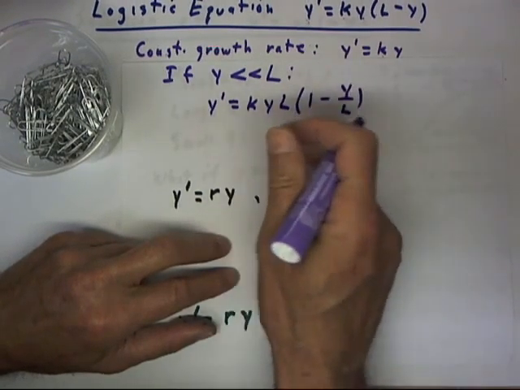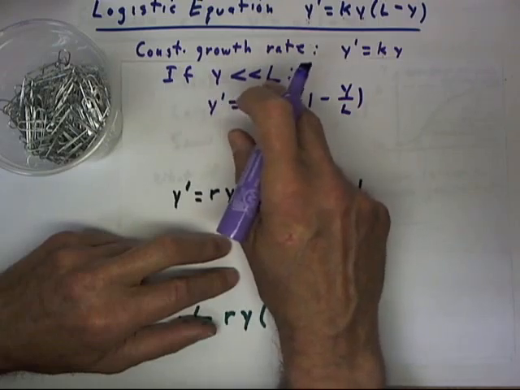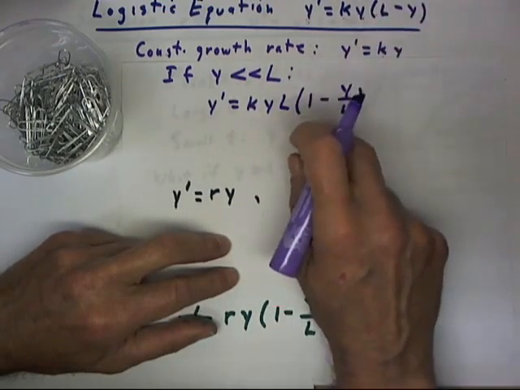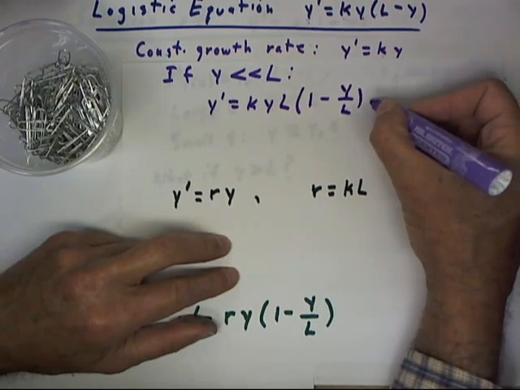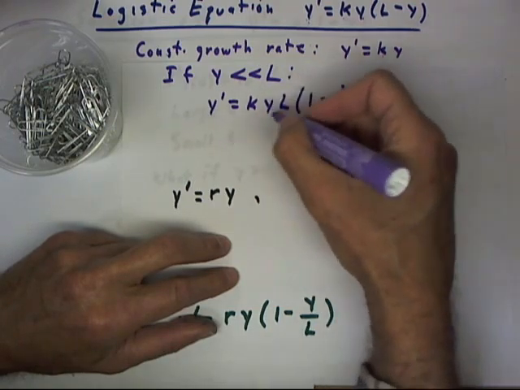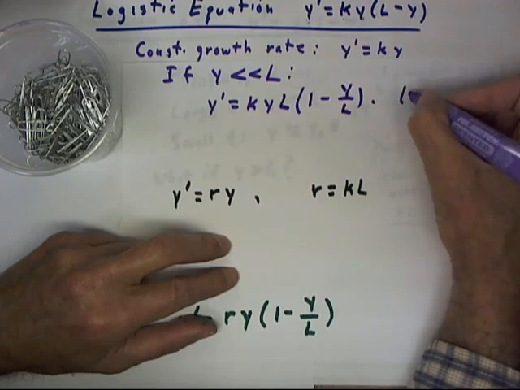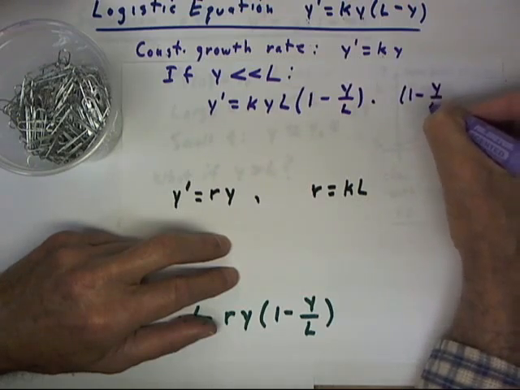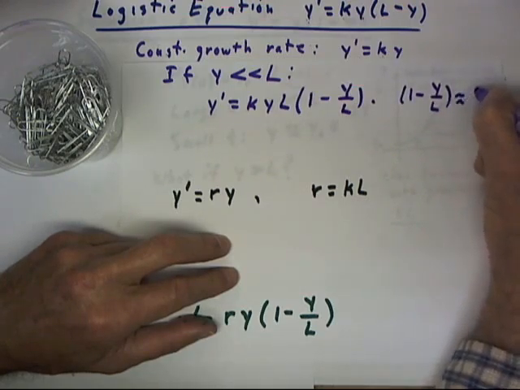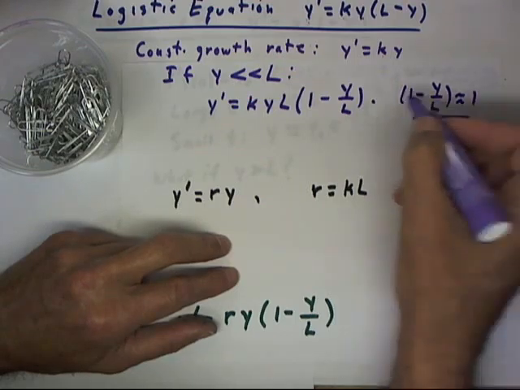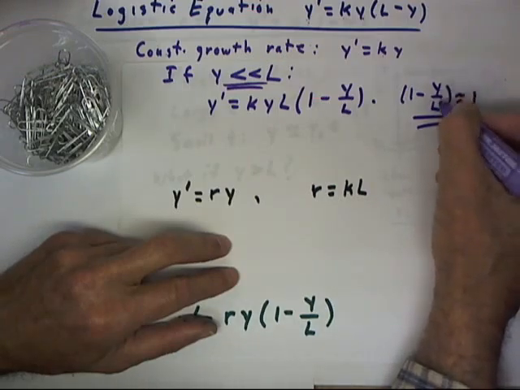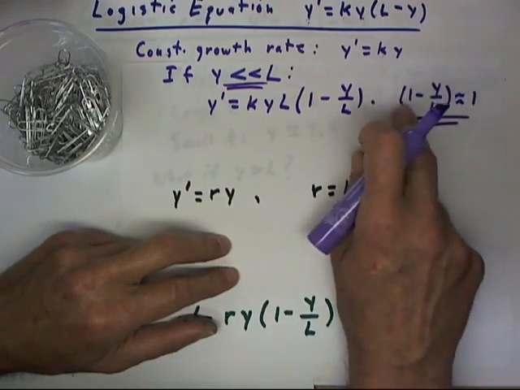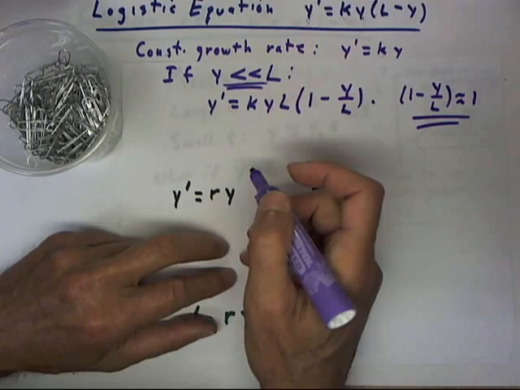Now, this form does not depend on y being much less than L. This is clearly equivalent to this for any value of L. But we can now say that 1 minus y over L is approximately equal to 1, again, provided y is much less than L. If y is much less than L, then y over L is a small fraction and 1 minus y over L is close to 1.